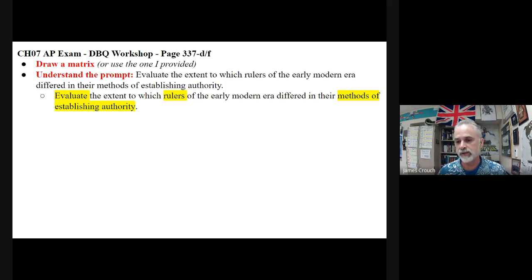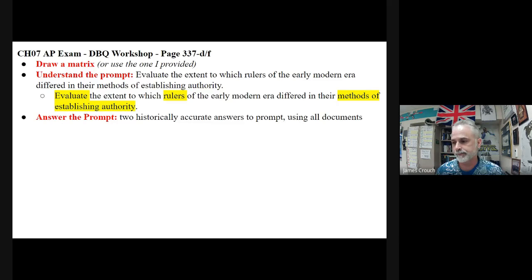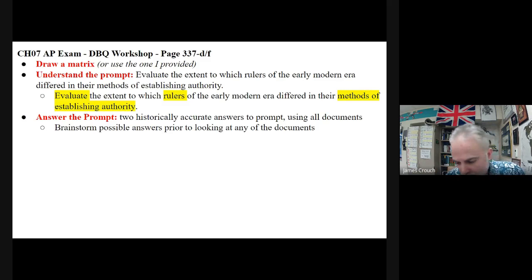But we're looking for two ways, and we've got to somehow say this way was better than that way. So far, do we know what we're doing? All right. So two historically accurate answers to the prompt, using all the documents. What I typically will do, or I recommend that you do, is before you even launch into the DBQ, brainstorm: how did leaders of the early modern era establish that they were the king and that people had to follow them? What are you guys thinking?